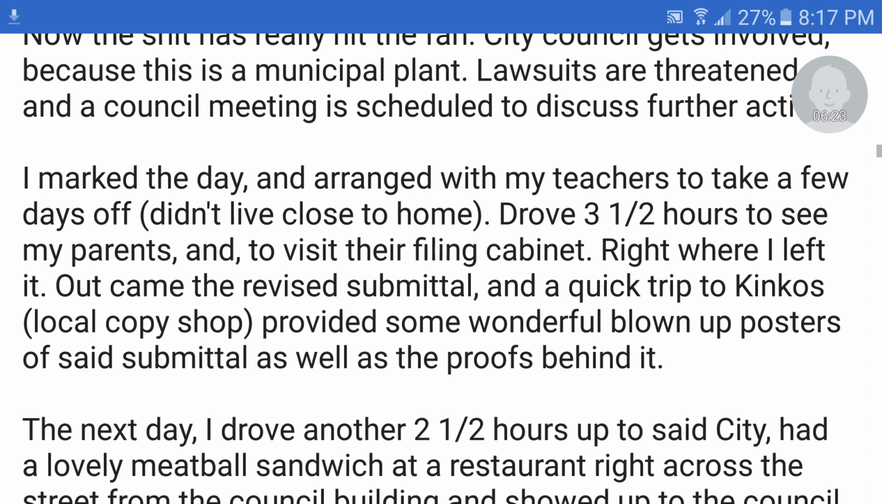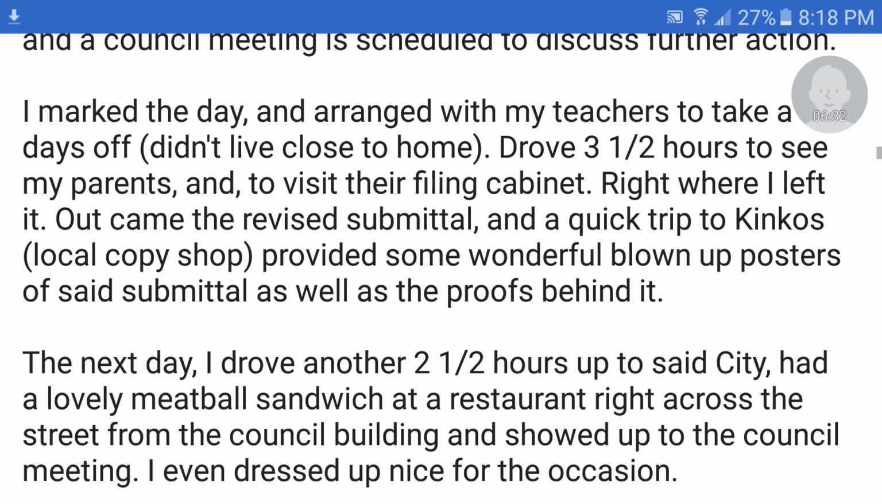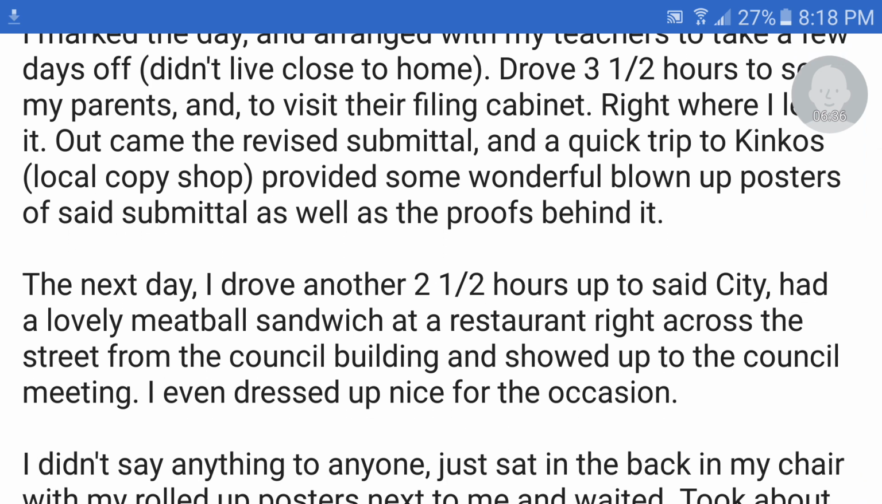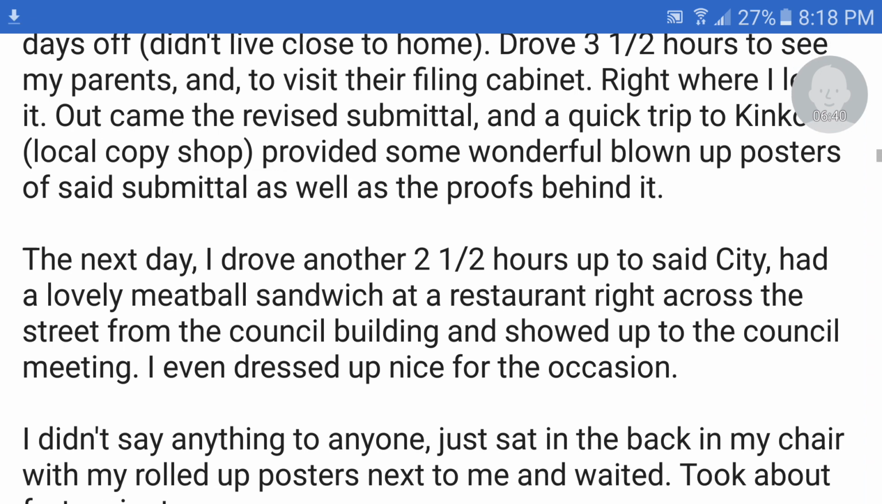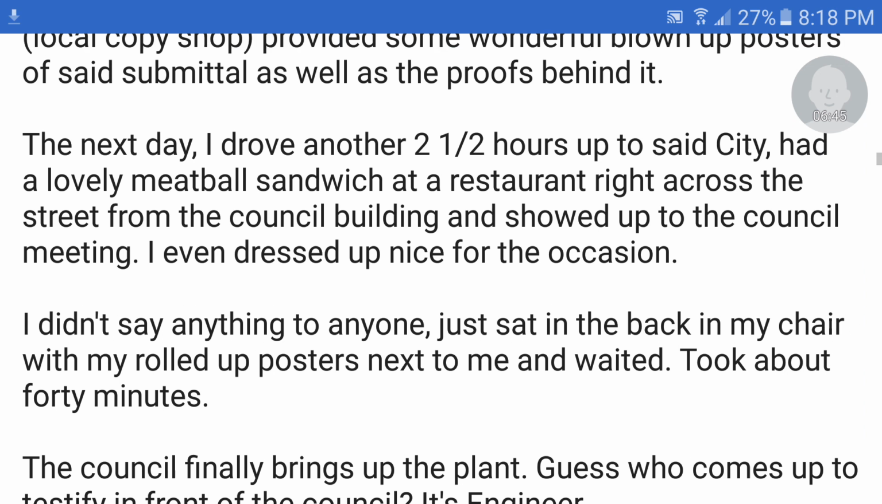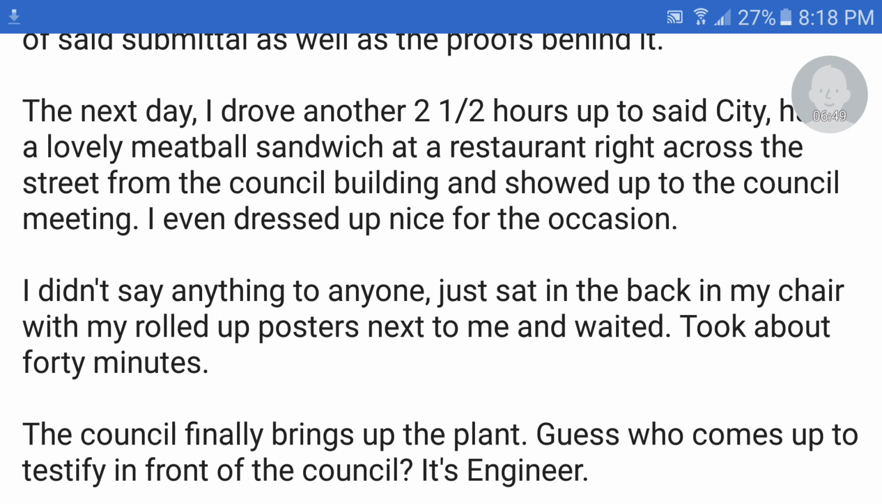Had a lovely meatball sandwich at a restaurant right across the street from the council building and showed up to the council meeting. I even dressed up nice for the occasion. I didn't say anything to anyone. Just sat in the back in my chair with my rolled up posters next to me and waited. Took about 40 minutes. The council finally brings up the plant. Guess who comes up to testify in front of the council?